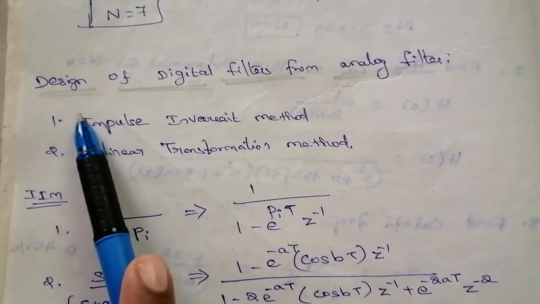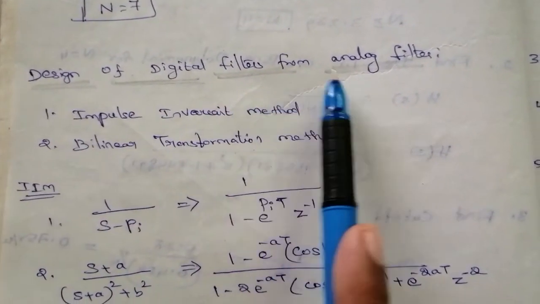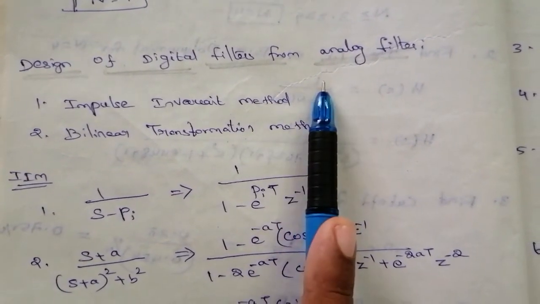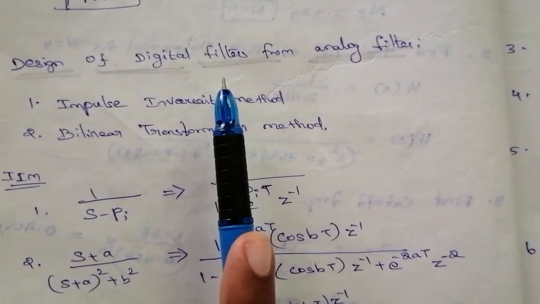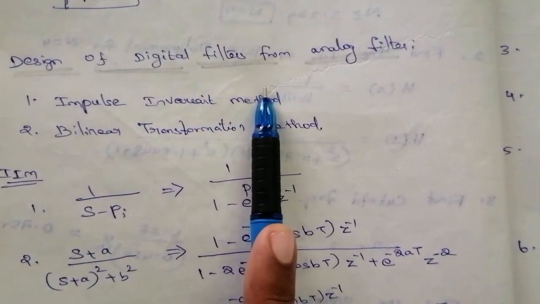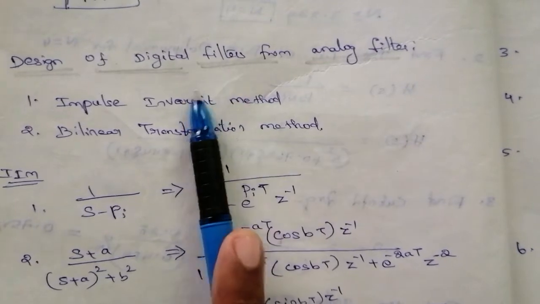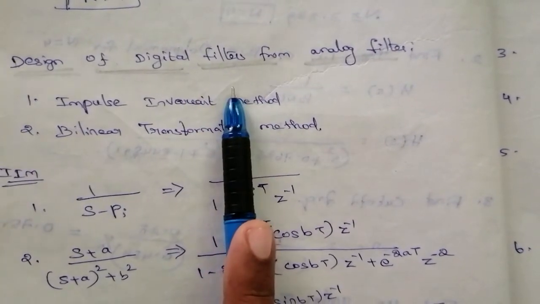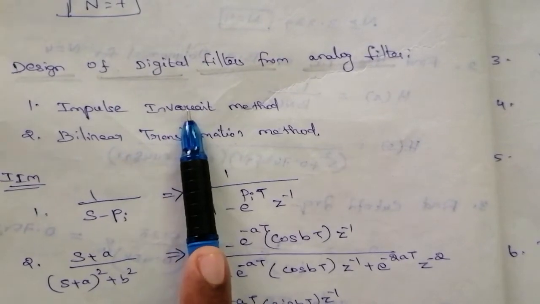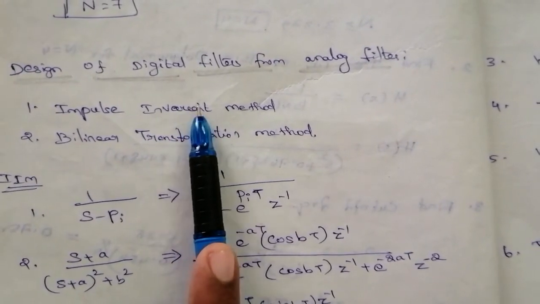Okay, next method is design of digital filters from analog filter, right? So in the previous video, we have seen a design of analog Butterworth filter, right? So we have two models. One model is the given specification in terms of ripple and frequency, and another model is frequency response, that is in terms of lambda and epsilon.